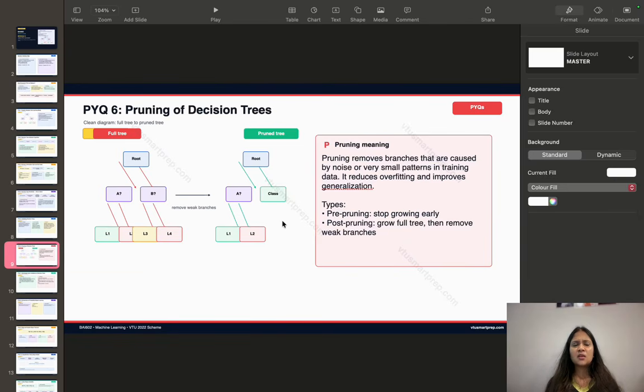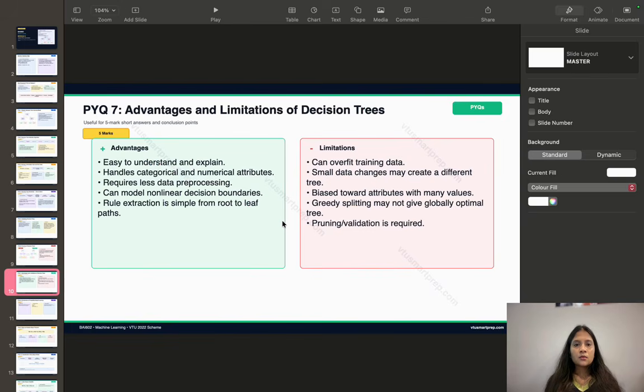I'm not making it very confusing. Whatever simple things I'm able to explain, I'm just trying to make you explain. So next is advantages and limitations of decision trees. Explain the advantages and limitations. They can say advantages and disadvantages. Disadvantages are nothing but the limitations. So this is the expected question.